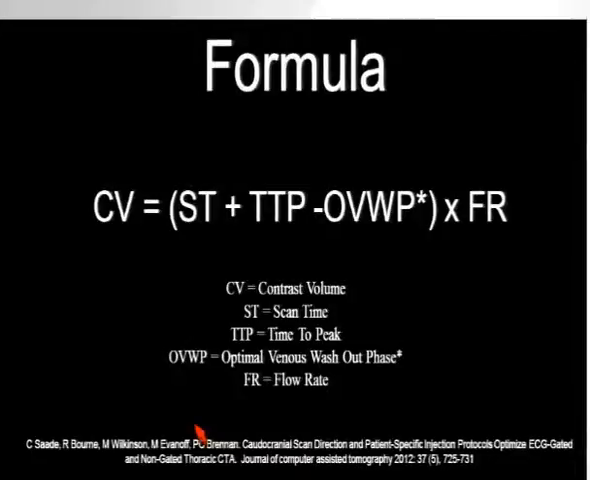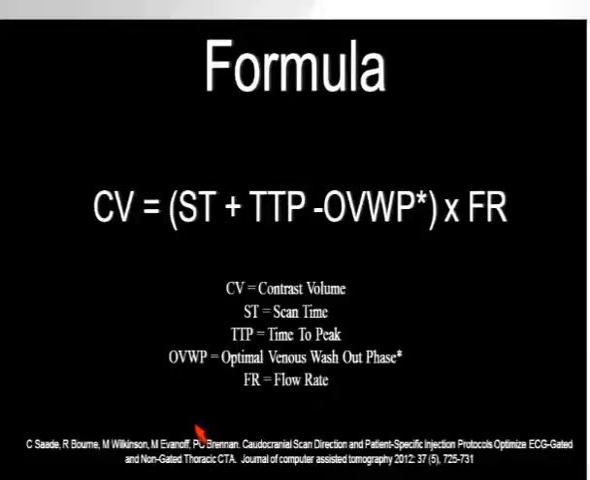So in order to measure the contrast volume that we used in the second regimen, we looked at the scan time. So we looked at the anatomical coverage, so tall patients versus small patients. Some will have 2.5 second scan time, others will have 4.5 to 5 second scan time, depending on, of course, your scanner. Then we looked at the time to peak. How fast or how slow did the contrast get there? And then we used the optimal venous washout phase.